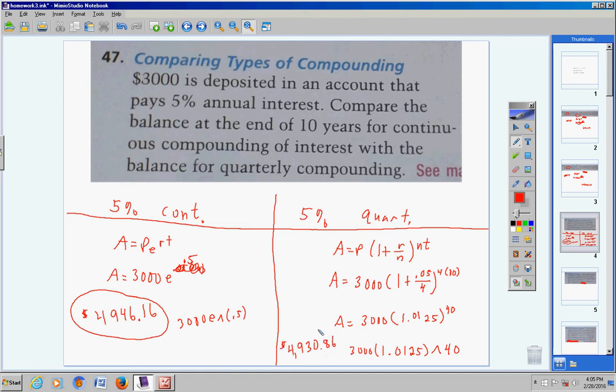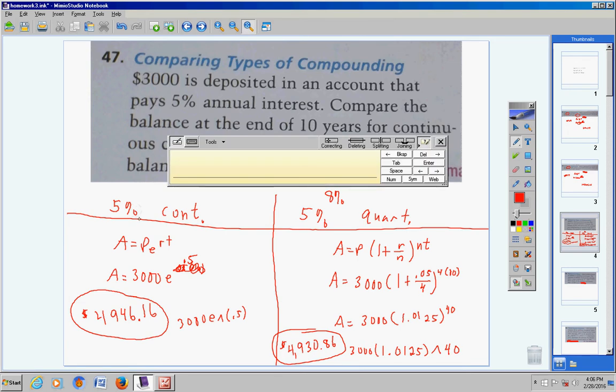So as you can tell, compounding continuously is a little better. And of course, the longer you leave it in for, the better off it's going to be. You'll make more money compounding continuously than any other type of compounding, unless you're dealing with a different rate. In other words, 5% compounded continuously might not be as good as 8% compounded quarterly, because your percentage is higher. But if the rate's the same, then compounding continuously will give you more money because the interest is being found more often.